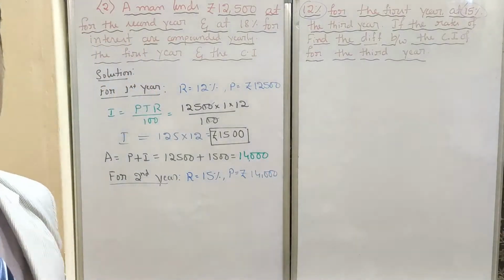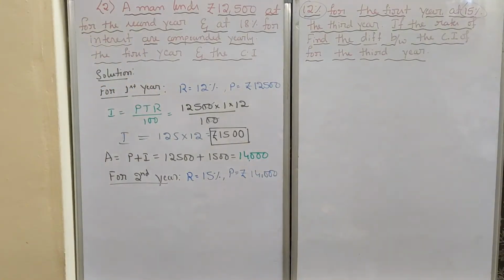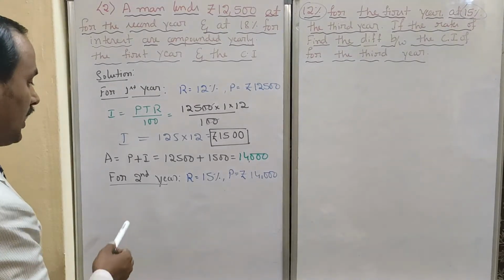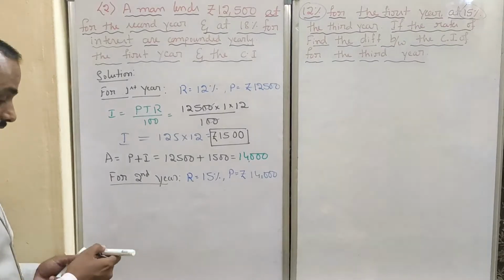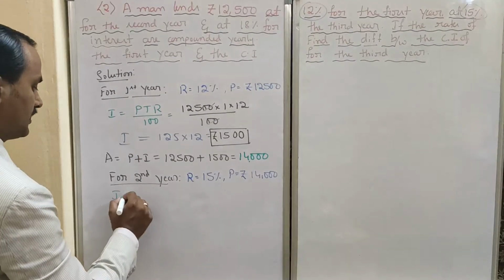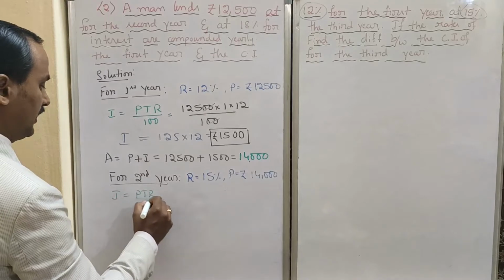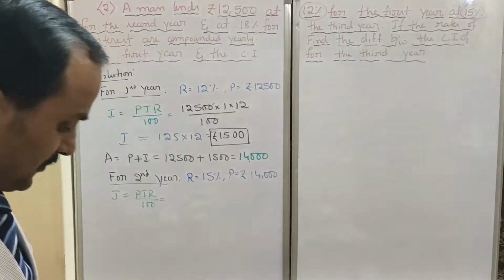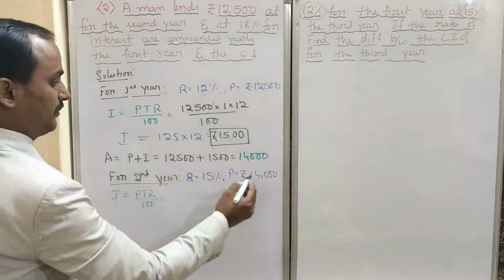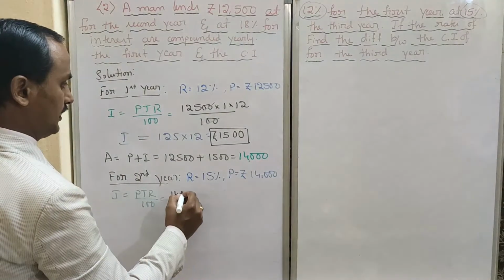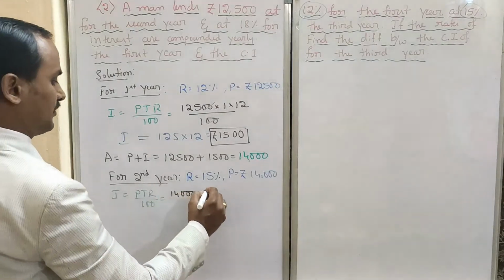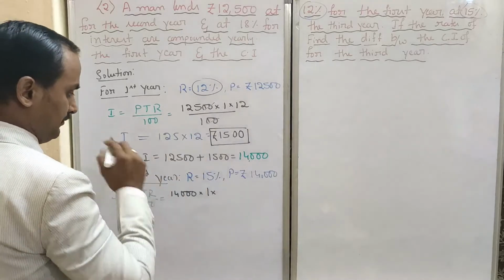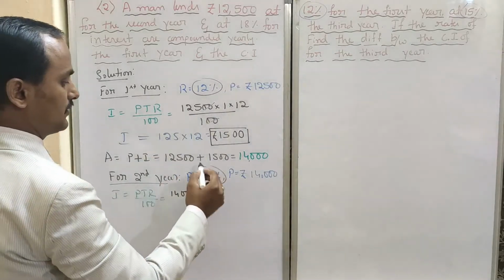Now I will find the compound interest of the second year. Interest formula is equal to PTR divided by 100, dear children. What is the next step? Substitution of values. The second year principal is 14,000 into time is 1 year. The rate of interest changes here: first year rate of interest was 12%, second year rate of interest is 15%.